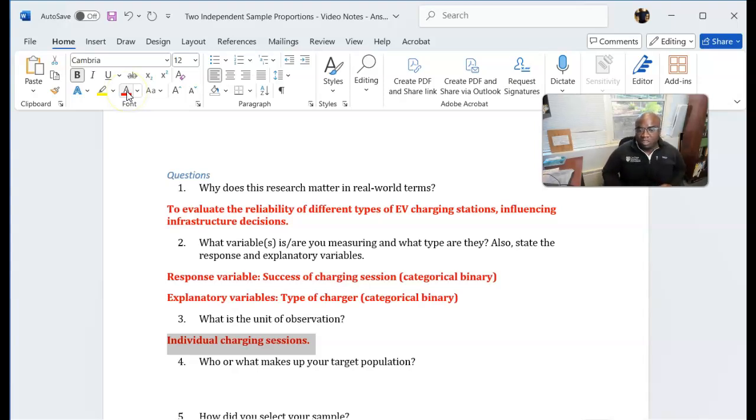Because it depends on, we're going to measure the variable, the actual type of charger, whether it's A or B, and whether the actual session leads to a successful charging.